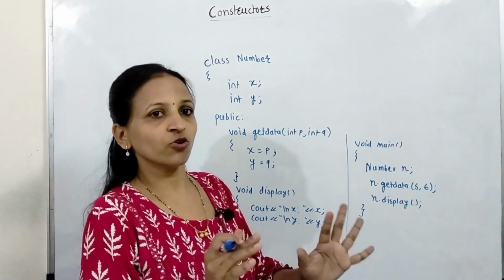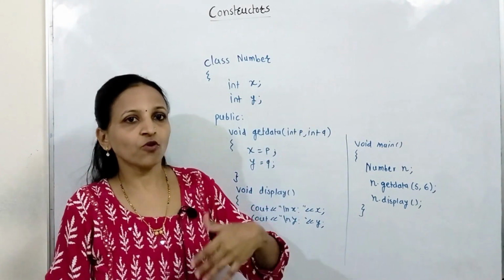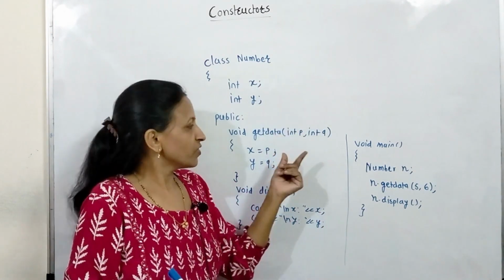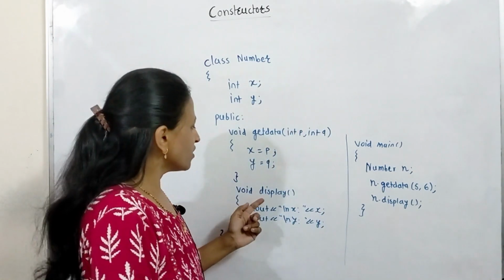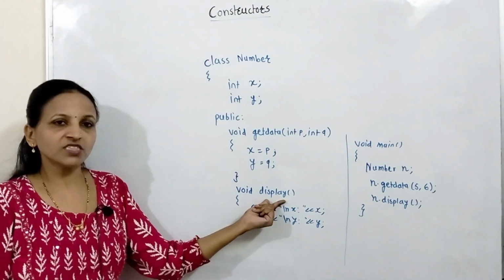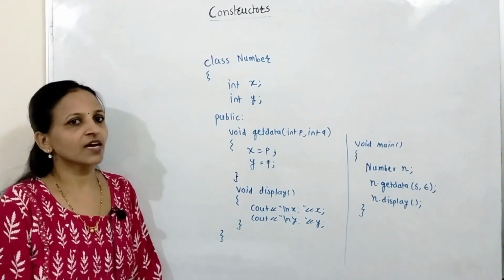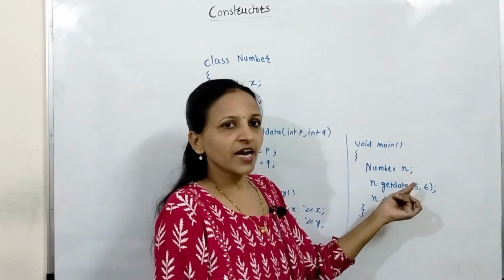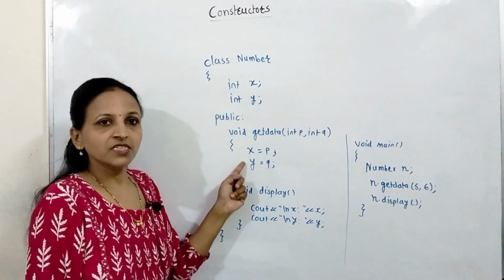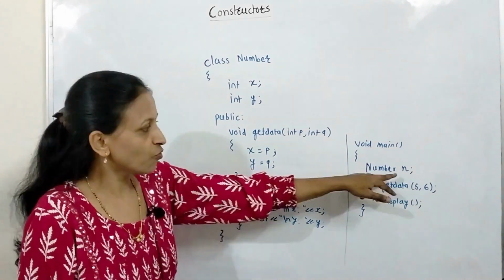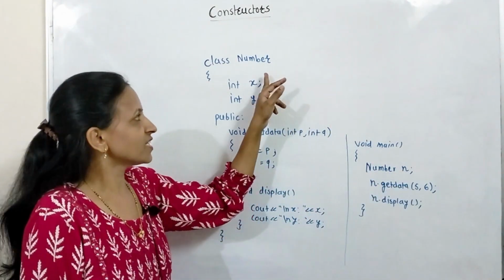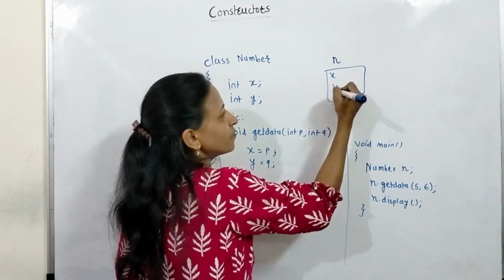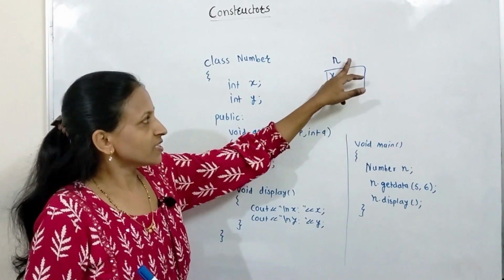Okay, if we have created an object of this Number class, and I want to assign values to the data members of that class, then we have to call this getData member function. And if we want to see the values, then we can use this display member function. This is only the class. Now inside main I have created one object of this Number class, like Number n, and I want to assign values to this x and y for n. Since n is an object of this class, n will internally have x and y.